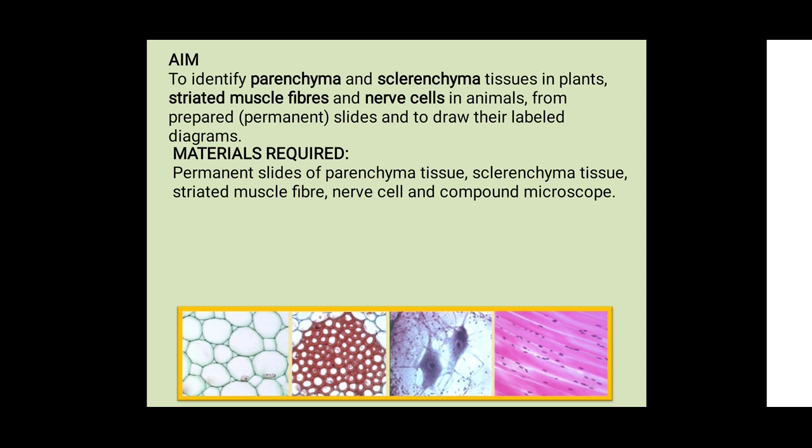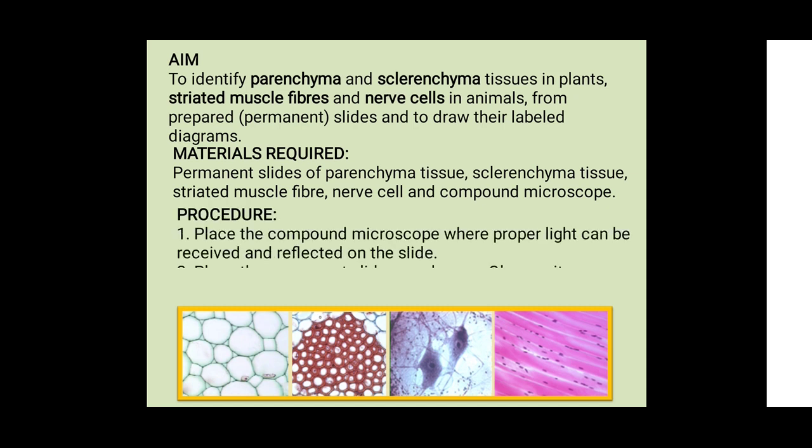Then the materials required. You will require permanent slides of parenchyma tissue, sclerenchyma tissue, striated muscle fiber, nerve cell, and the compound microscope. Now we have studied the compound microscope and its parts, so you are a little familiar with it. I know it does not compensate for going into the actual lab and doing it, but let us be hopeful. Very soon we will be back in our actual labs and you will be able to handle these microscopes.